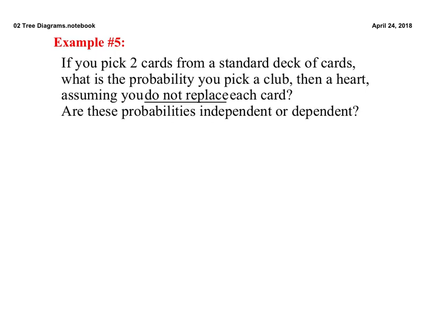Okay, so in example 5, we pick 2 cards from a standard deck. What's the probability that we pick a club, then a heart, and we are assuming that we do not replace, which means now it is dependent. It's dependent because the first draw is going to impact the total number of cards, which will impact the probability. So we still have 13 out of 52 for our clubs.